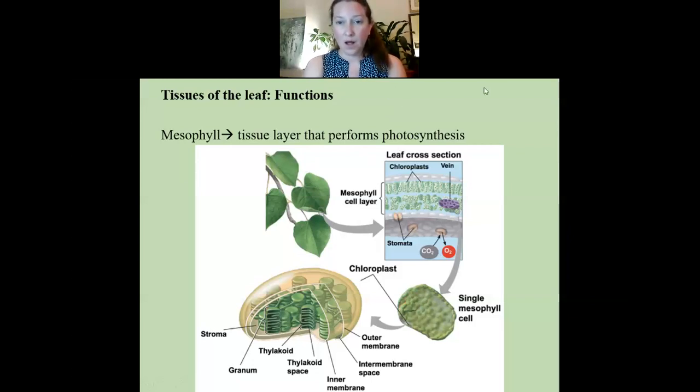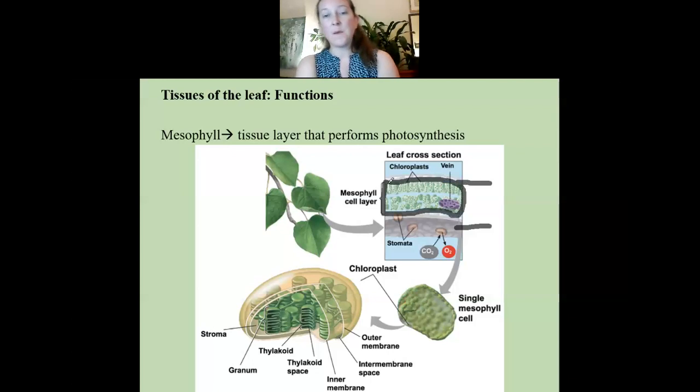So here is our leaf again. Here's the upper epidermis. Here's the lower epidermis, right? Here's a vein inside of the leaf. And then the mesophyll is basically, well, most of the leaf. Most of the leaf is actually composed of mesophyll cells. And that is where photosynthesis is going to occur.